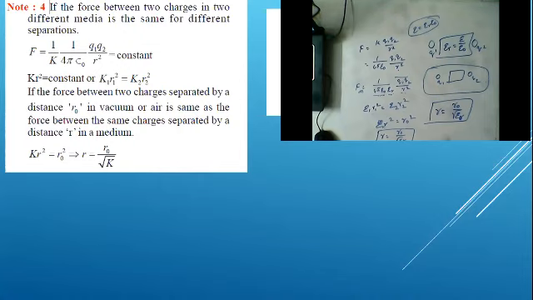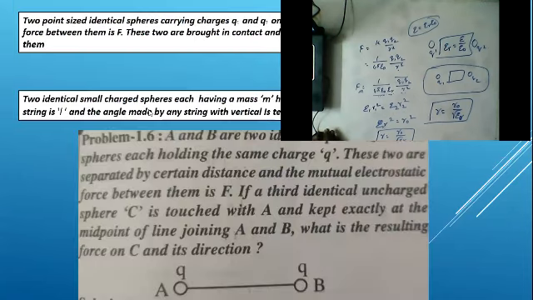Okay, I hope you all understood. This is how we can write the formula. So this is about the dielectric constant, and hardly they will ask what is the effective R value. Okay, now coming to next.